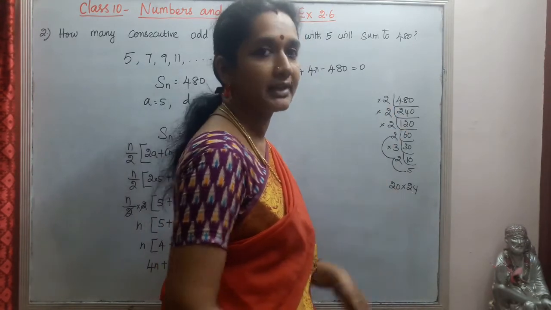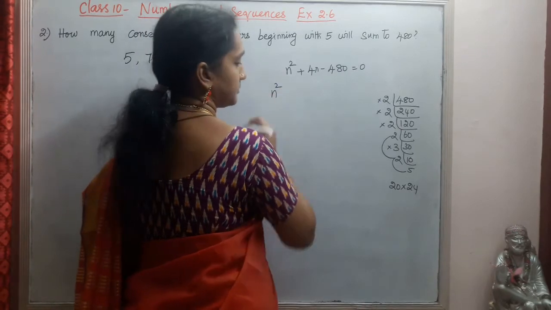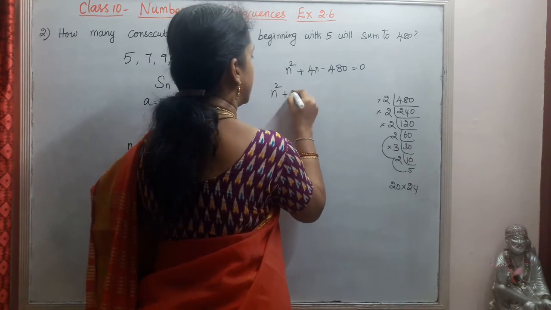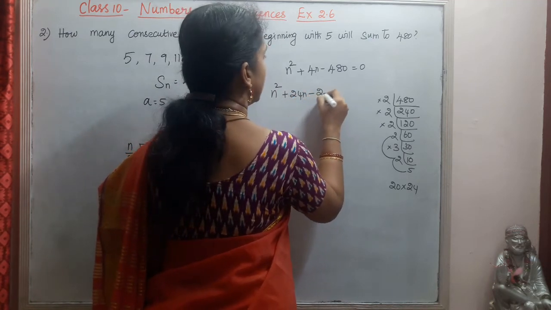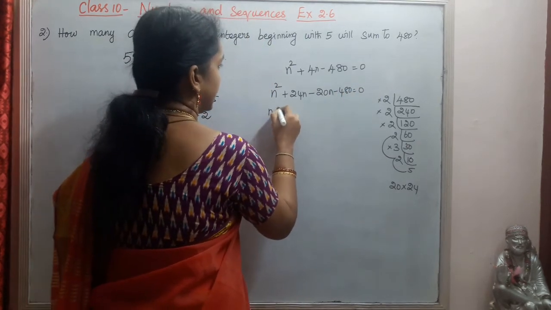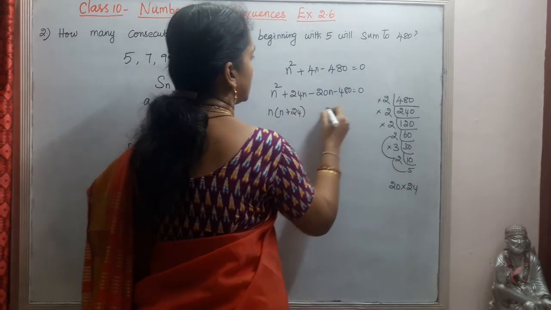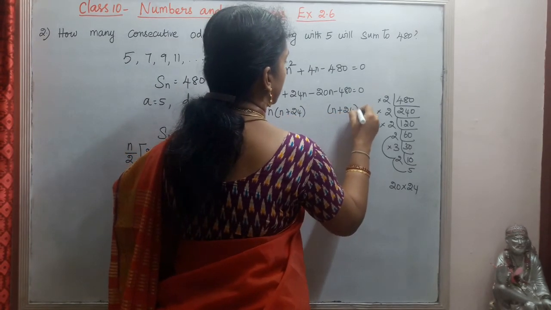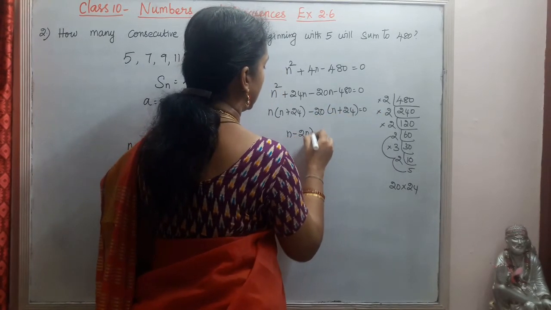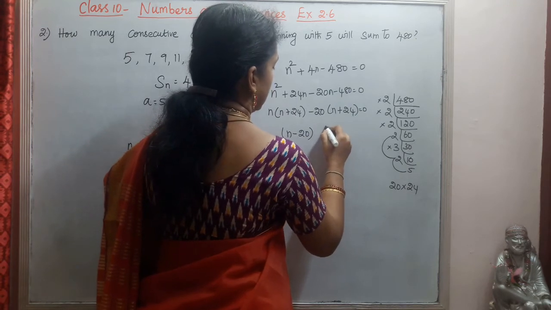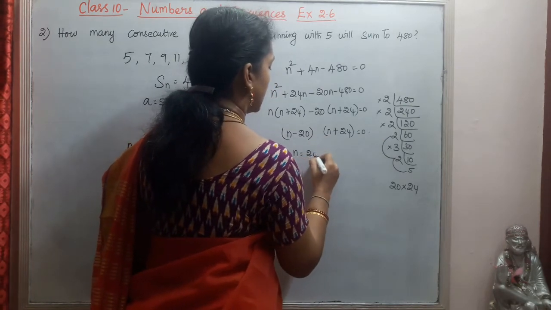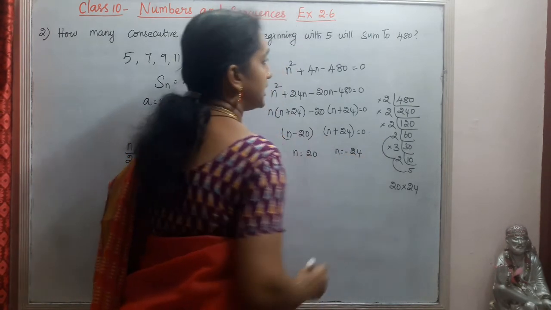When we simplify this, we will get 4. So n squared, accordingly we have to take the bigger number with positive sign. So plus 24n minus 20n minus 480 is equal to 0. In this, n into n plus 24, if it is n plus 24, we have to take minus 20 outside. So n minus 20 and n plus 24 is equal to 0. So n is equal to 20 and n is equal to minus 24.